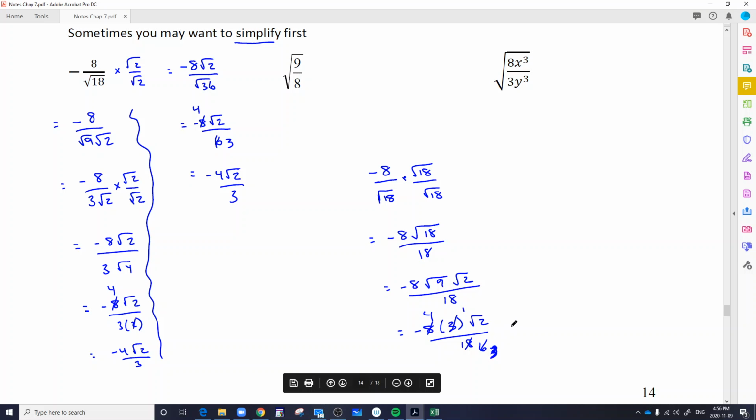But the moral of the story is your job is to get rid of the radical in the denominator. So you're multiplying by something to create a perfect square in your denominator so that you get rid of your radical. Whether you see it as simplifying and then multiplying by the radical in the denominator, or you say, what can I multiply by to make that a perfect square? Or whether you just multiply by whatever's in the denominator. It's up to you. Okay, so next question.